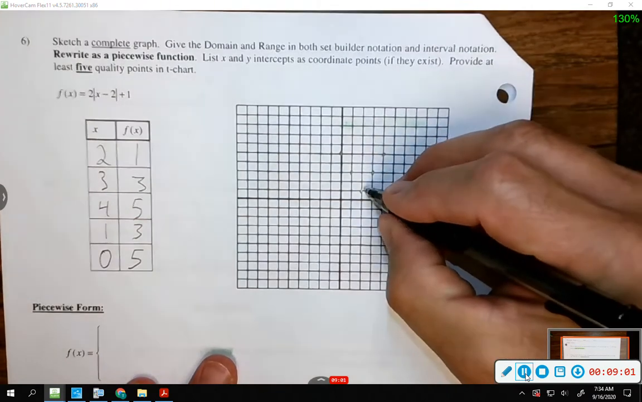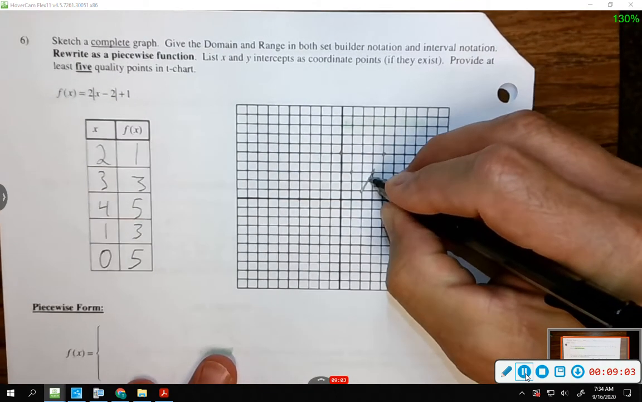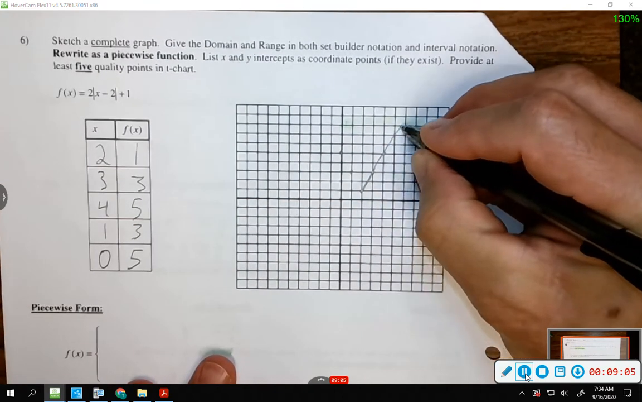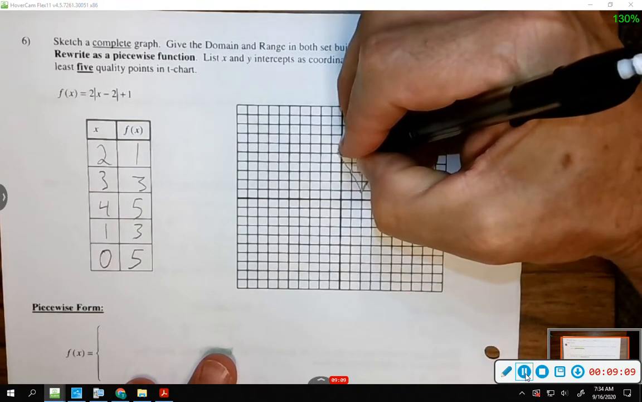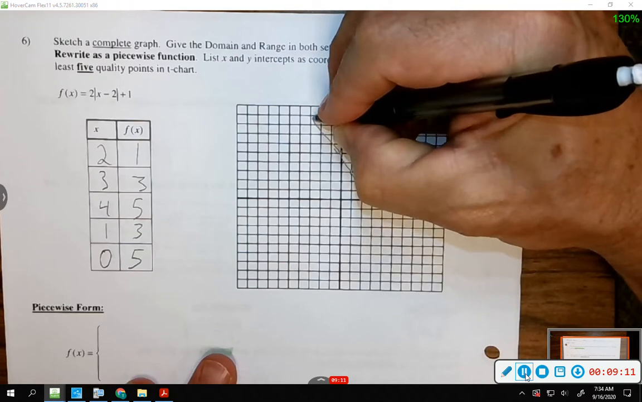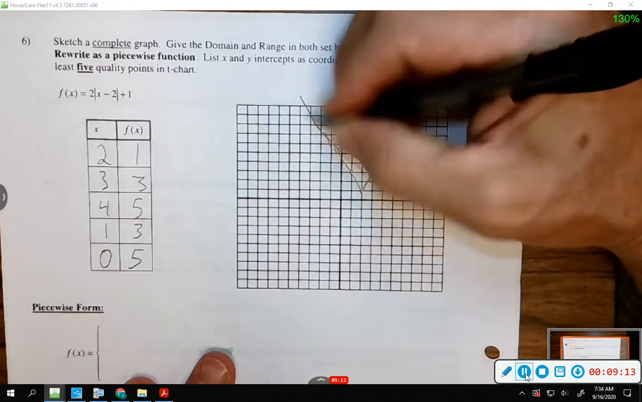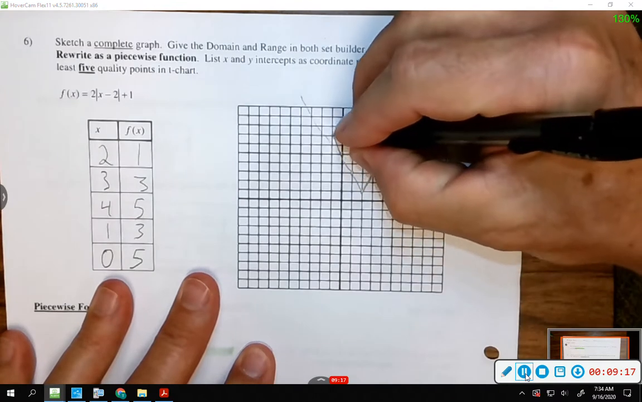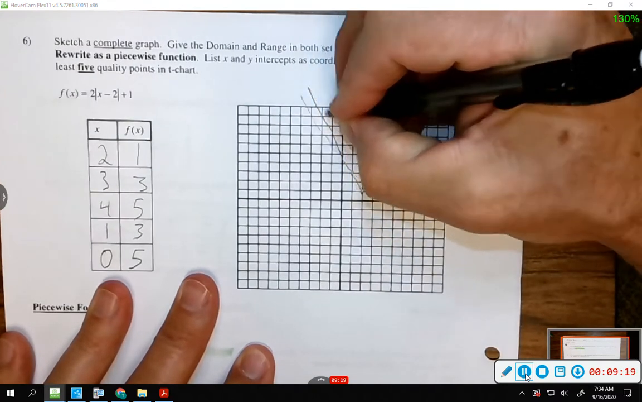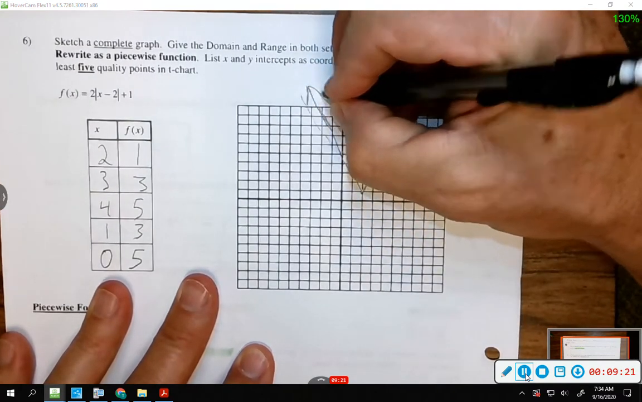Okay, V-shaped function. And if we just connect the dots here, if you have a straight edge, great. But here it is. We could count out the slope. Okay, actually I should count out better than that. Here it is. So make sure you have a good quality graph. There it is.